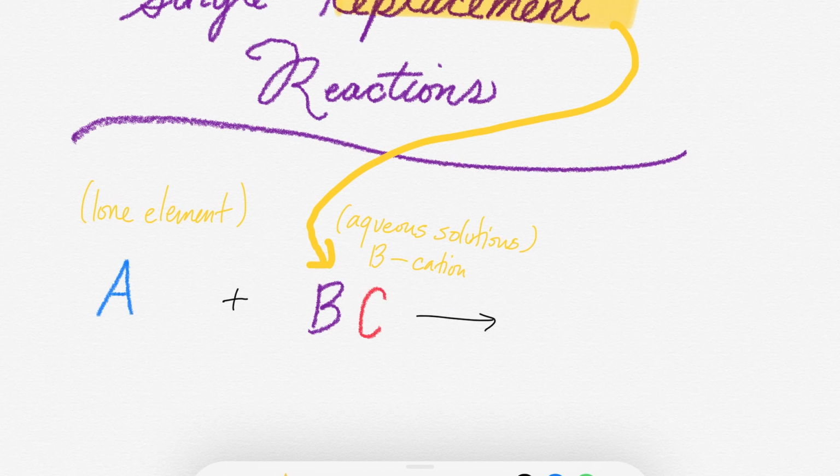So students, what's going to happen is A will replace B. And so it looks something like this, where now we have A, C plus B. And so this is sort of the 30,000 foot view of what single replacement reactions look like.